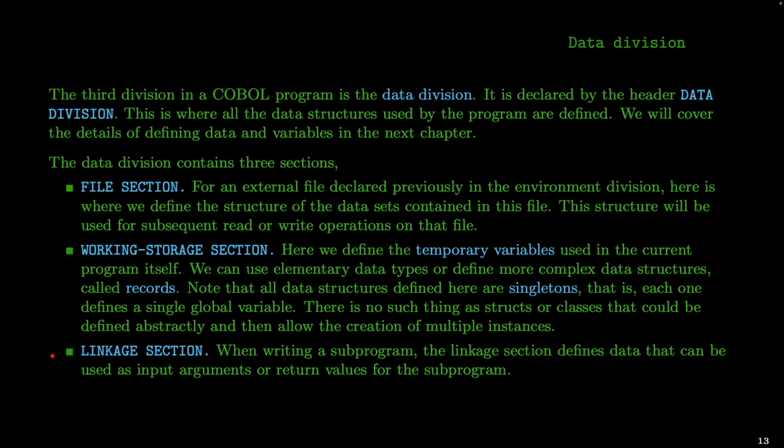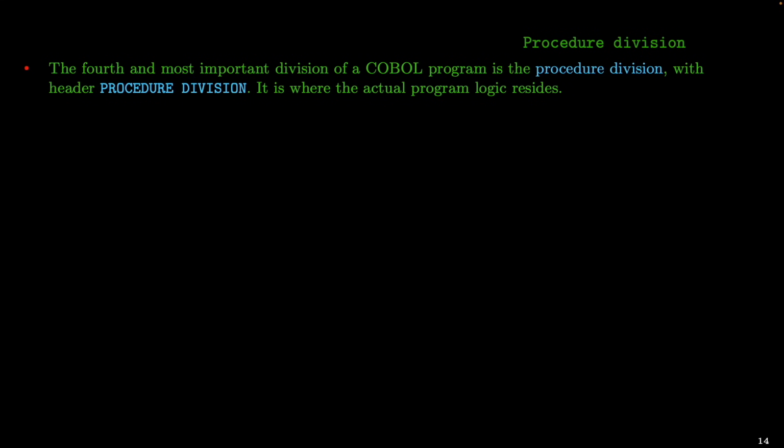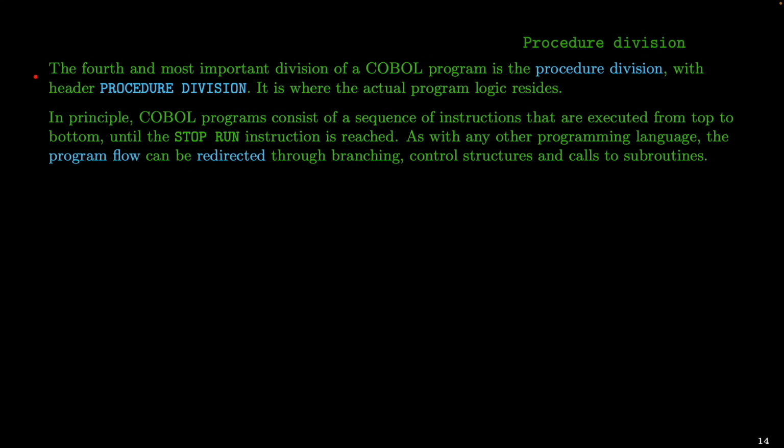So if we write several COBOL programs and we want to link them together into one program, then here in this linkage section, we can define an interface for the different COBOL programs to communicate with one another. So more precisely, we define input arguments and return values for a subprogram. And finally, the fourth division, and probably most important one, is the procedure division, because here's the actual program logic.